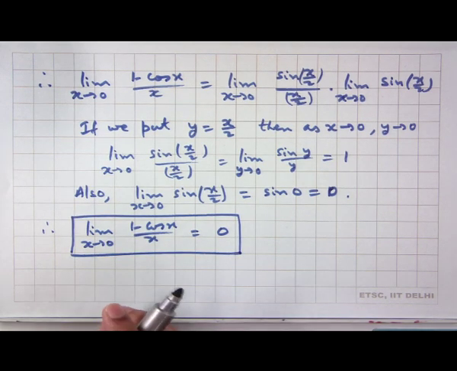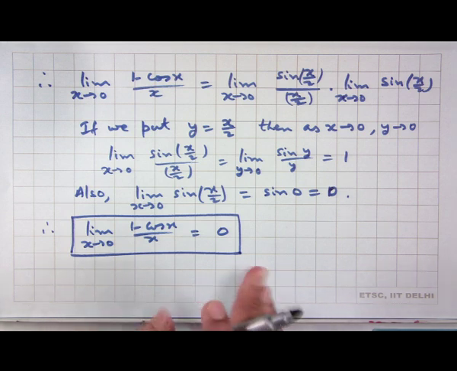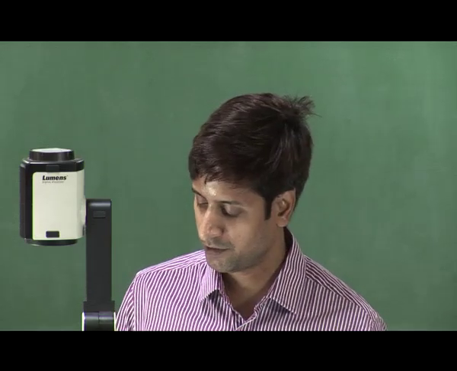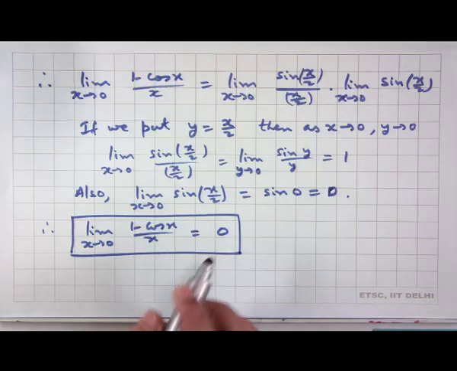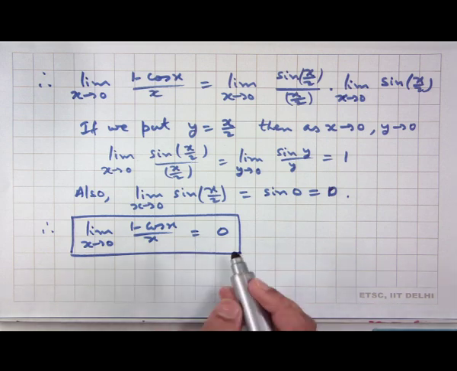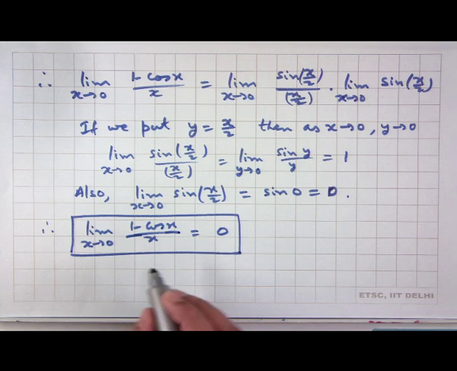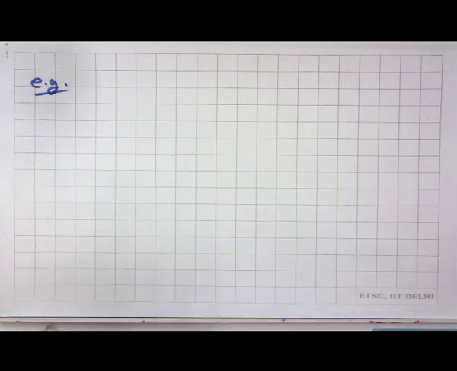So, we saw three limits in terms of trigonometric functions. One is the limit of sin x by x as x goes to 0, which is 1. Using that, the limit of tan x by x at 0 is also 1, and the limit of 1 minus cos x by x is equal to 0. Now, some other examples using these formulas.